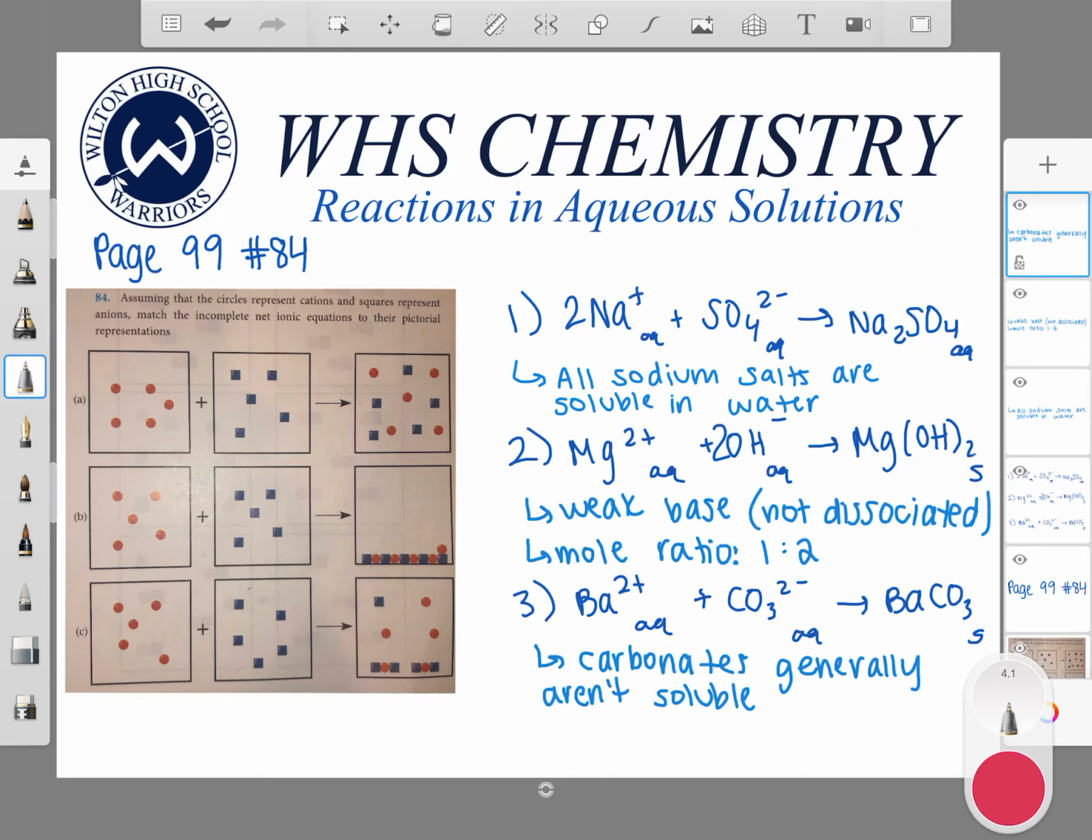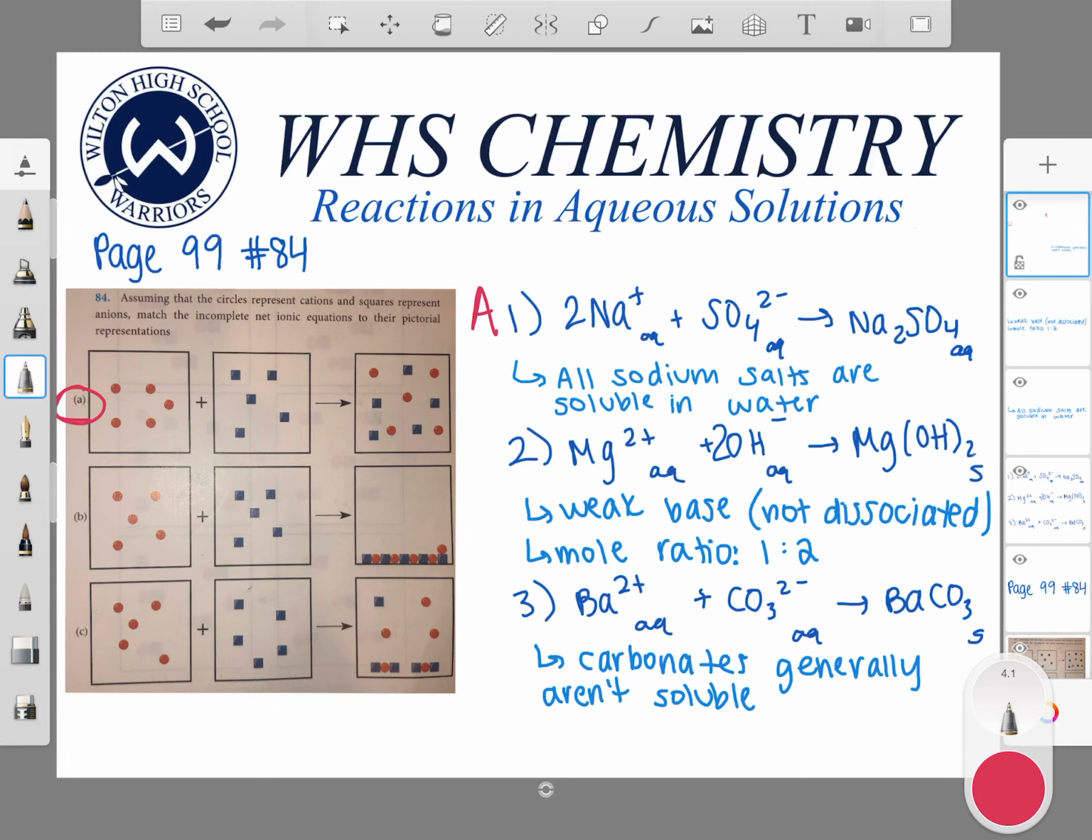So for number 1, you can see here that sodium salts are all soluble in water, so we're definitely going to see that as A, because it is seen in the final answer as completely soluble. There's no precipitate at all, so we're going to say that 1 is A.